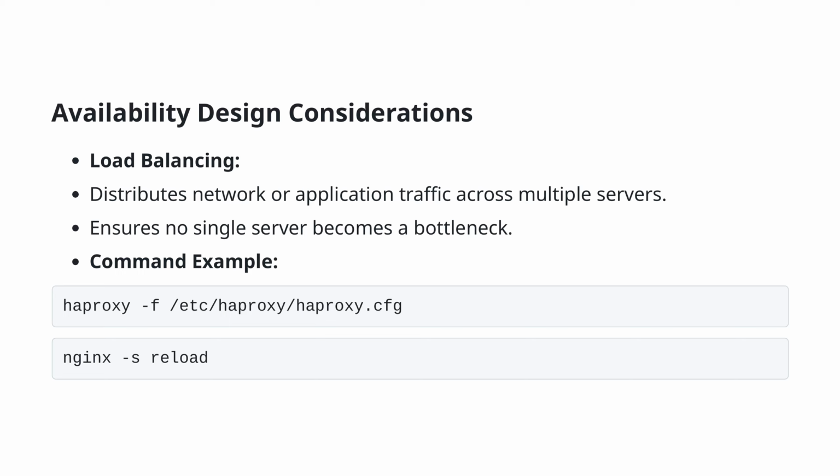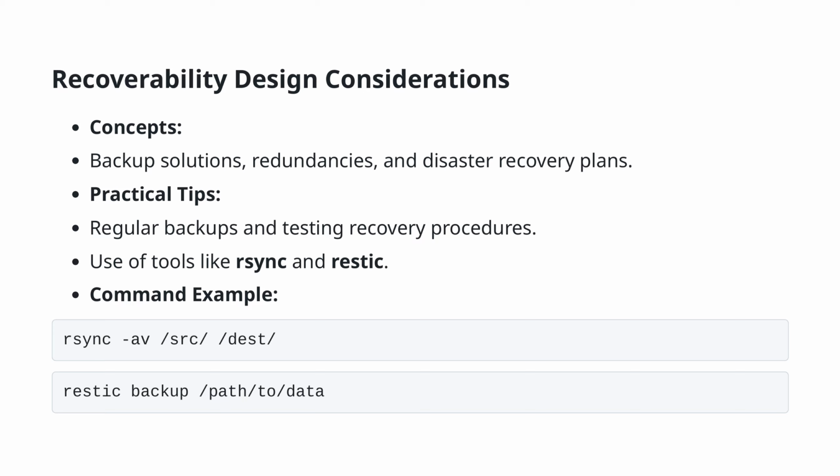For example, you can employ haproxy with the command haproxy.cfg to load balance requests effectively. Similarly, if you're using nginx, you can reload the configuration with nginx reload to apply the latest balancing rules. Understanding and implementing these design considerations are key to creating resilient systems that maintain high availability even under stress or during peak usage times.